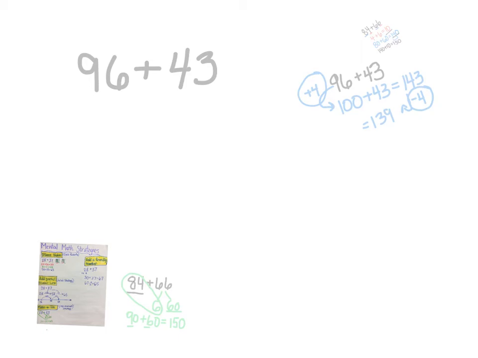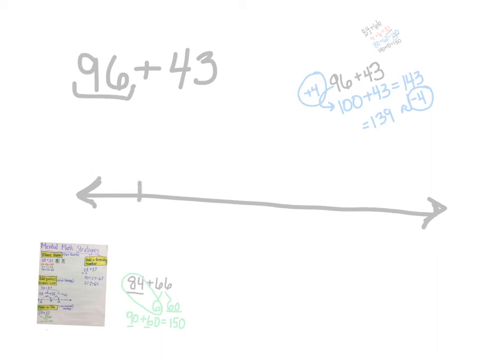So I need to draw my number line. This number line can be anywhere. The beginning's way over here, and it can keep going forever and ever this way. We're going to put our first addend, 96, somewhere on our number line, closer to this side, because we're going to be adding, so we're going to be making more. Can we count by tens? How many tens are there in 43? 4 tens. There's 40, which is 4 tens.